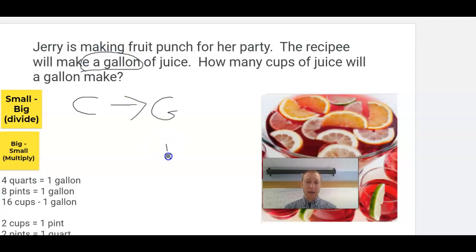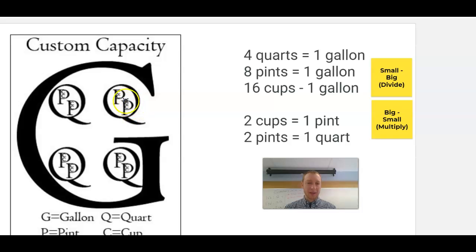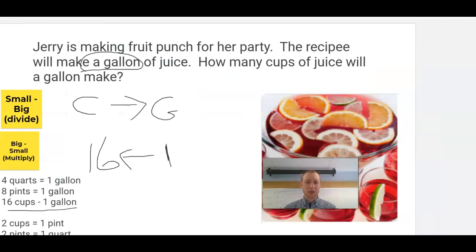So that means we've got 1 gallon, right? Well, how many cups are in 1 gallon? Well, 1 gallon actually equals 16 cups, right? Not a whole lot of converting there, but we can see that 1 gallon equals 16 cups. And if we go back here, again, we can see that there are 16 cups in a gallon, right? 4 times 4 is 16. Let's look at a slightly harder one.